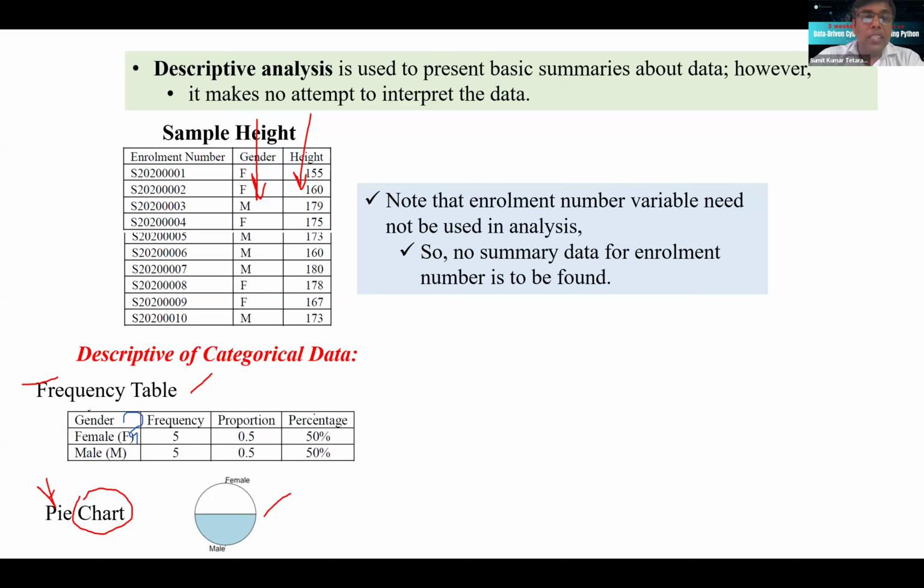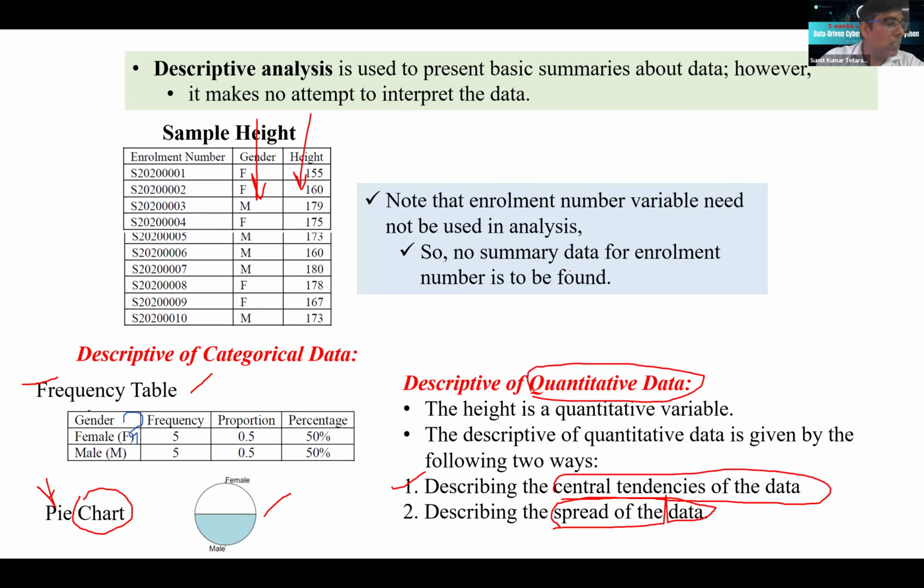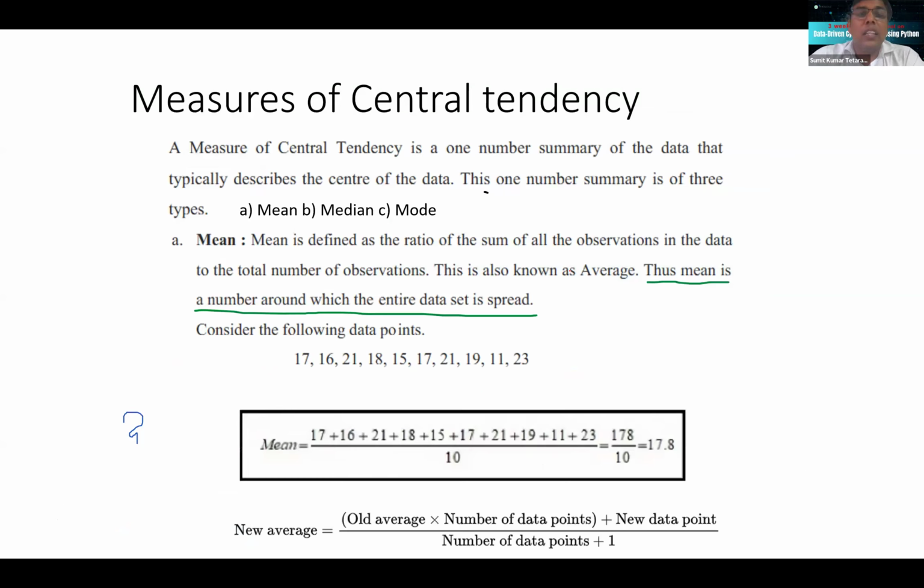Okay, and second, you can see the numerical kind of data. This means quantitative data is there. For quantitative data, you can use two things: either describing the central tendency of the data, or the spread of the data, that is, how the data is spread from the central point. Either way you can describe. But try to describe in both ways so that you can understand, you can learn, you can sharpen your skill.